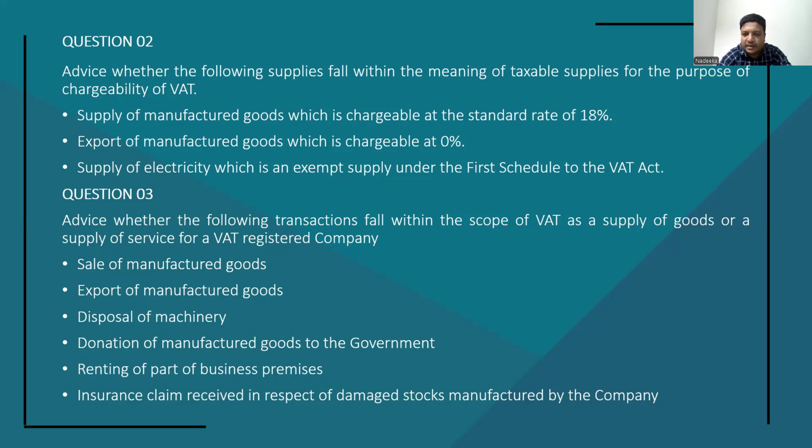Disposal of machinery. You are not into sale of machinery. You are just a manufacturer, but you sell a machine. What will happen? As per the definition for supply of goods, it's a simple definition. If you are the owner and if you transfer the ownership to another person, that is a supply of good. So the third one is also a supply of good.